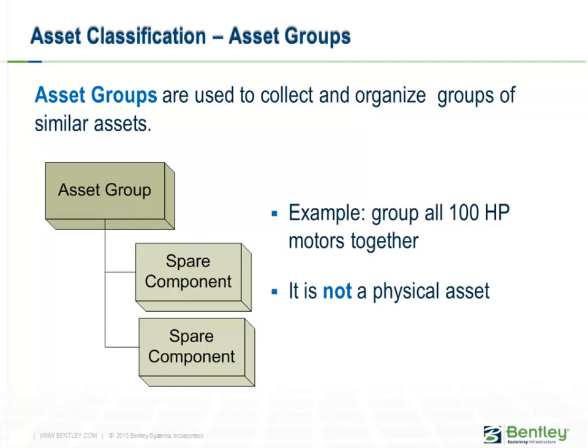Asset groups are used to collect and organize groups of similar assets. For example, an asset group classification may be used to group all motors of a similar horsepower together. It is important to note that an asset group is not a physical piece of equipment. It simply groups other types of assets in the hierarchy.